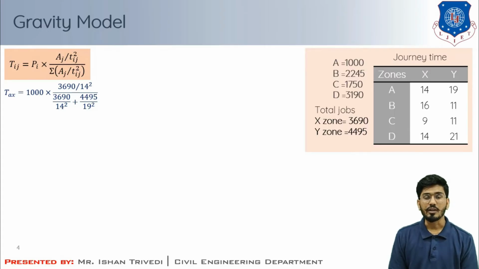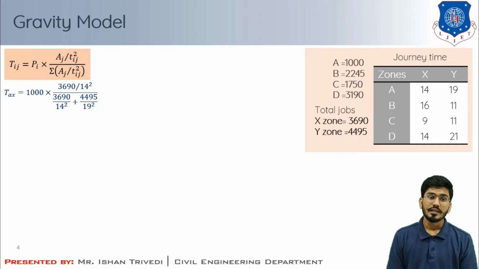Now the AJ value means total attraction in AJ. Here AJ means attraction at zone X, because J denotes the X values, and here the X is 3690. Now what is the travel time or journey time? That is the Tij value from A to X, it is 14, and for A to Y it is 90. So if I put this relevant information in the equation, I can easily compute the answer, or you can say the total number of trips between A to X.